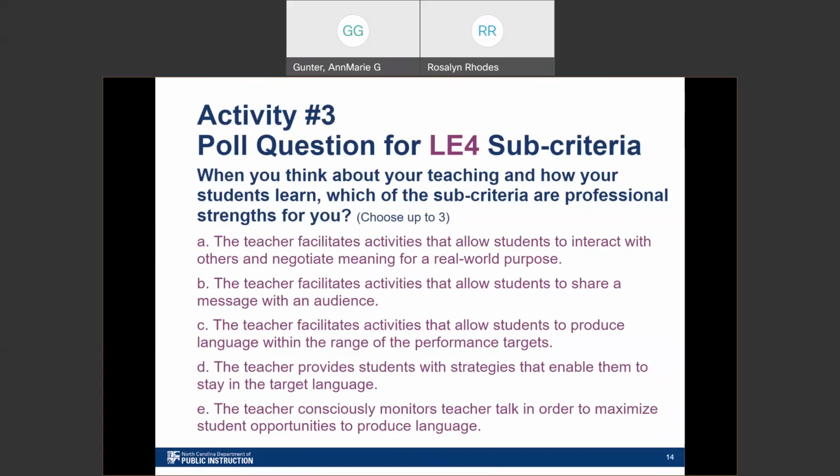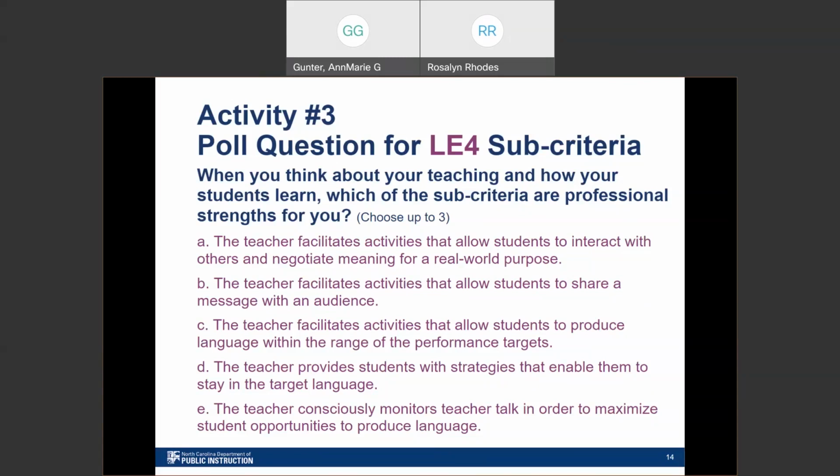Thank you. I'll go ahead and show our poll results so that you can see them too. Notice that over half of you said that both A and B are professional strengths for you. That's great news because those are the ones that look directly at our essential standards, standard number 1 with A and standard number 3 with B. Also, almost half of you said that C was a professional strength where you allow students to produce language within the range of the performance targets in our standards.